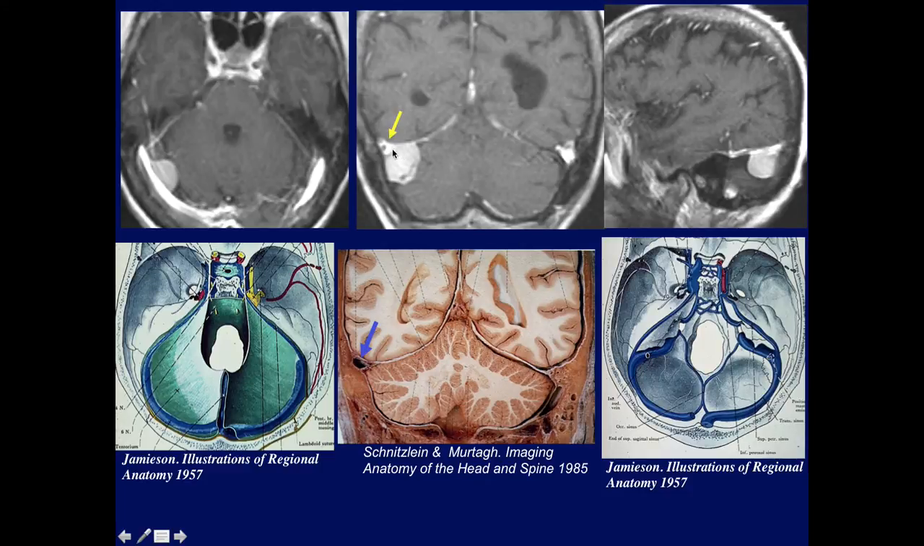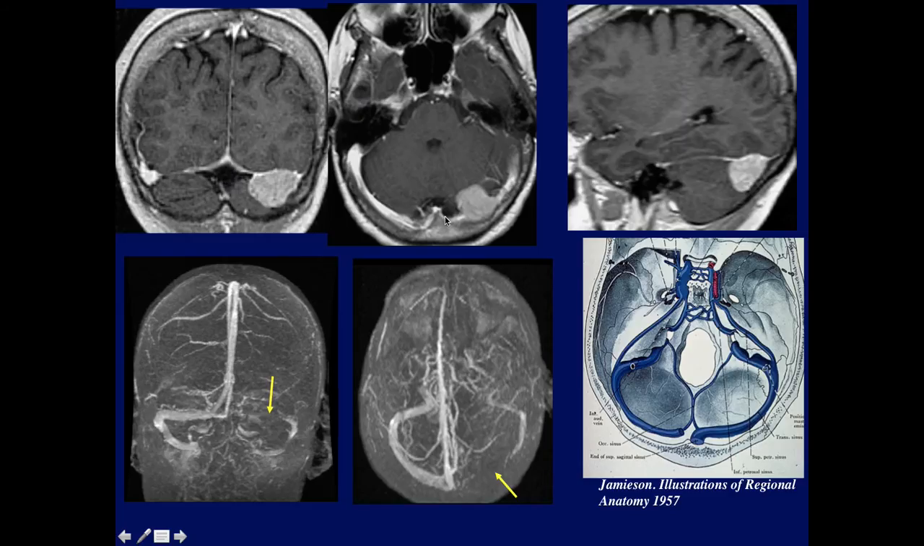Here's a larger one. Again, here's the sinus on an anatomic specimen. This one is slightly off, did not occlude the sinus, but has to be watched. And here's, of course, a larger one of the transverse sinus, and this one shows on an MRV that there's occlusion of the transverse sinus on the axial and also on the coronal images.